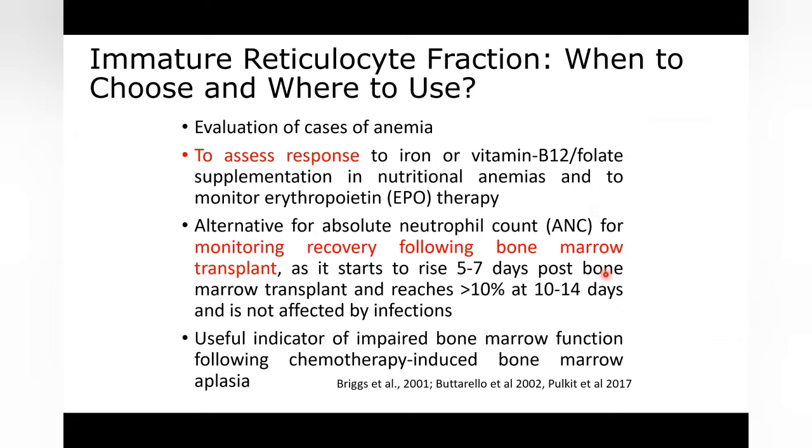Okay, so what is the utility of IRF? Why and where to use it? This is basically used to assess the response to iron or vitamin B12 folate supplementation, and especially to monitor patients on erythropoietin. It is also an alternative for absolute neutrophil count for monitoring recovery after bone marrow transplants. Whenever we have bone marrow transplants, it starts to rise 5 to 7 days post bone marrow transplant, and it reaches more than 10% at approximately the 14th day, and it is not affected by infections, and it's a very useful indicator of impaired bone marrow function following chemotherapy-induced bone marrow aplasias.